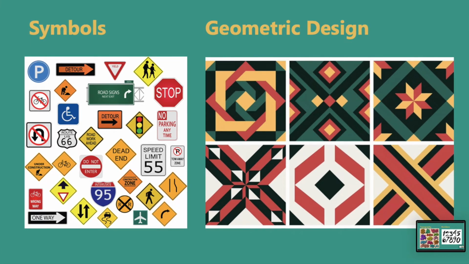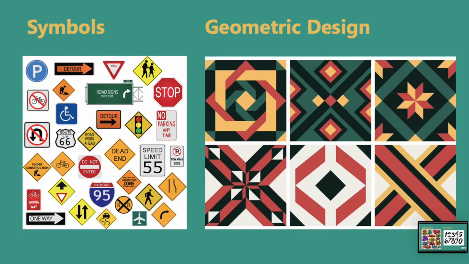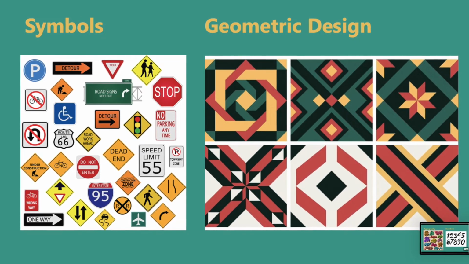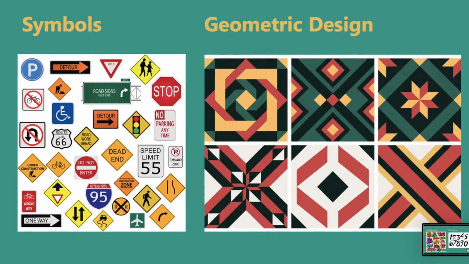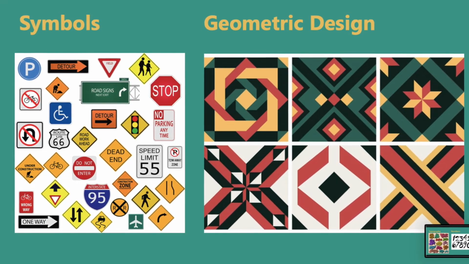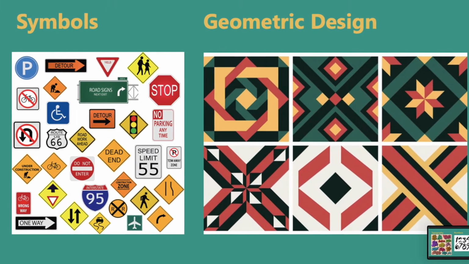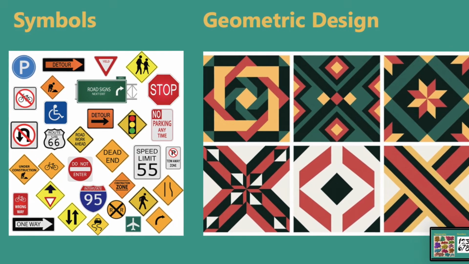So symbols are actually a critical component of graphic design because symbols can often communicate information more concisely than words. An example here are the street signs. Even though you're just looking at the symbols, you would actually know what those signs and symbols mean.